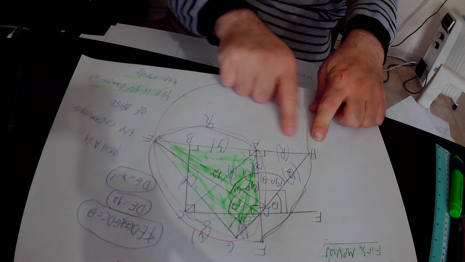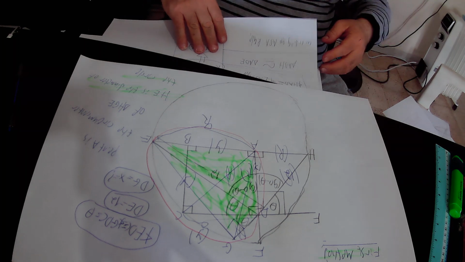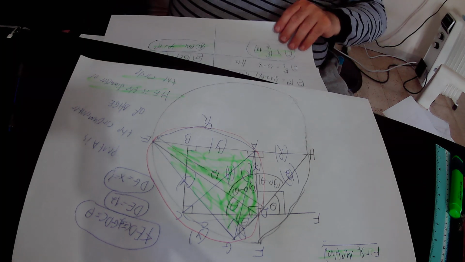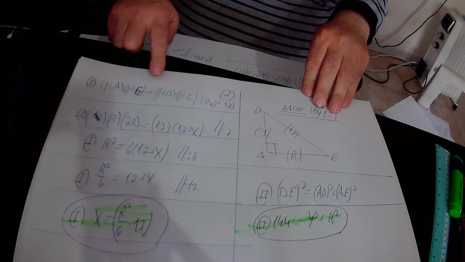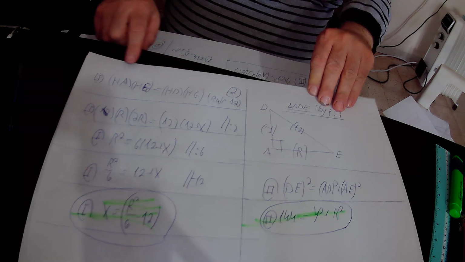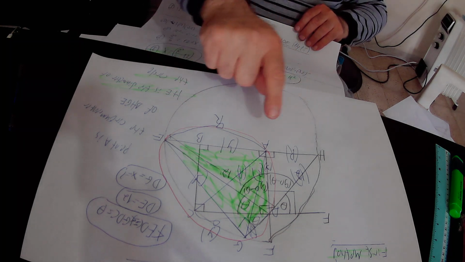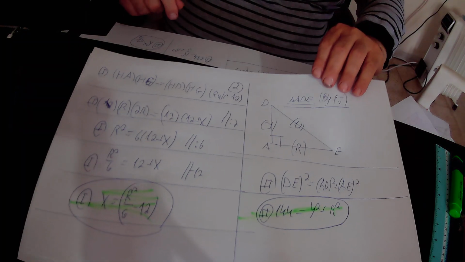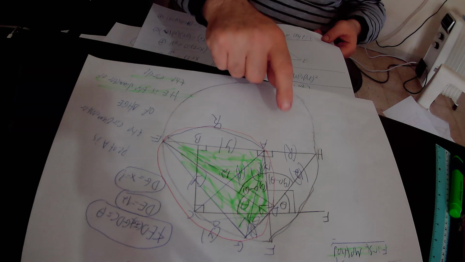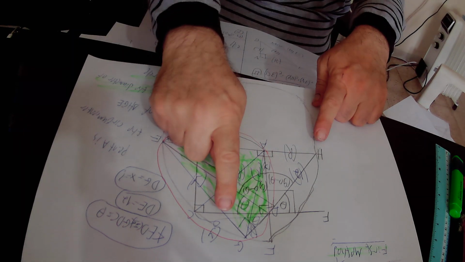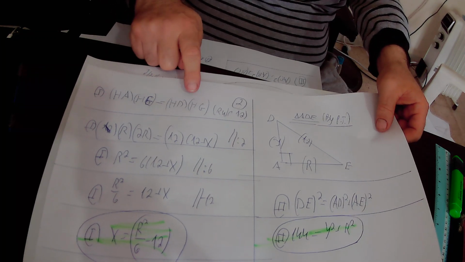Again, edge A times edge E equals edge D times edge G. Repeat again, according to rule 12, edge A times edge G equals edge D times edge G. Edge A is R, edge E is the diameter of the circle, that is 2R. Edge A is R, edge G is 2R, edge D is 12, and edge G in total equals 12 plus X.